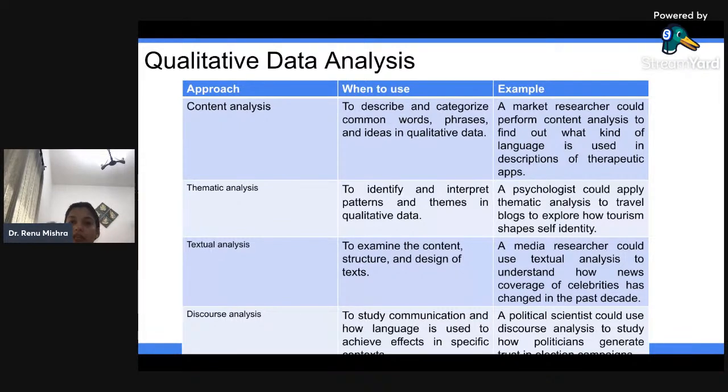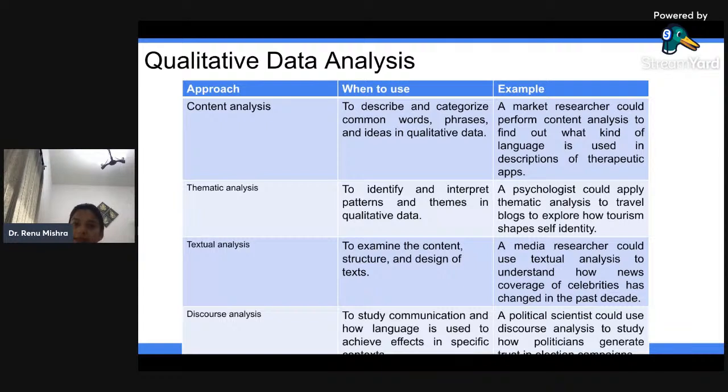Now the researcher would identify, for example, that a particular language is being used in the majority of the therapeutic applications. This way he is trying to find out the common language being used for these applications.